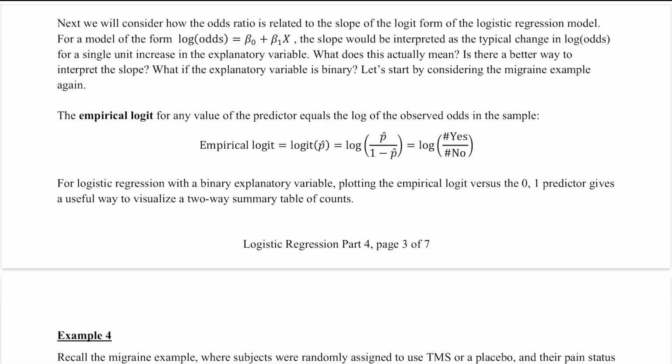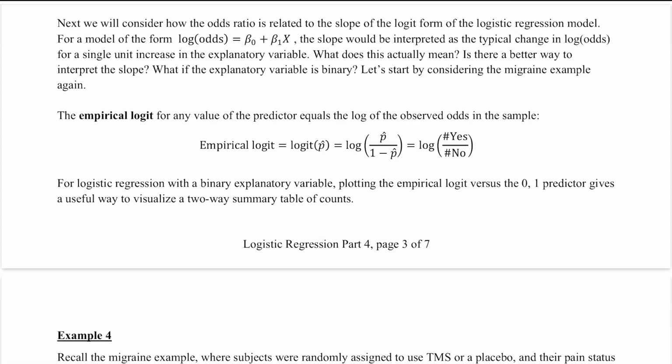Okay, so now we're going to think about how that odds ratio is related to the slope, beta 1, in that logit form of the logistic regression model. So remember, in the logit form we have log odds is equal to beta naught plus beta 1 times x. And if we try to interpret the slope the way we normally would in a regular simple linear regression, that is the expected change in the response when the value of the predictor increases by 1 unit. But in this case, what does that actually mean?